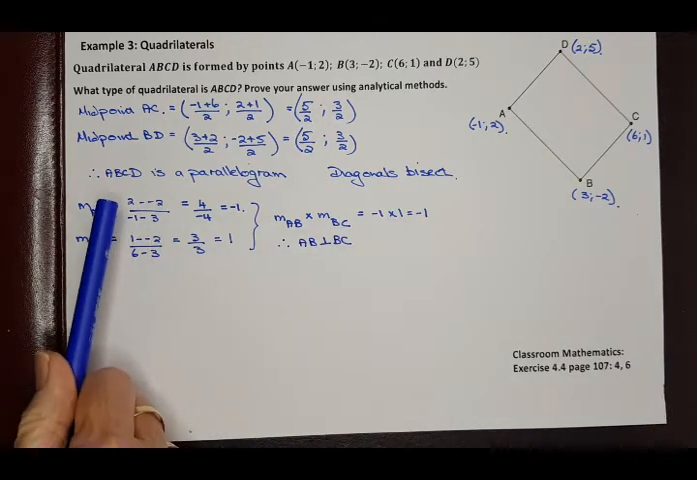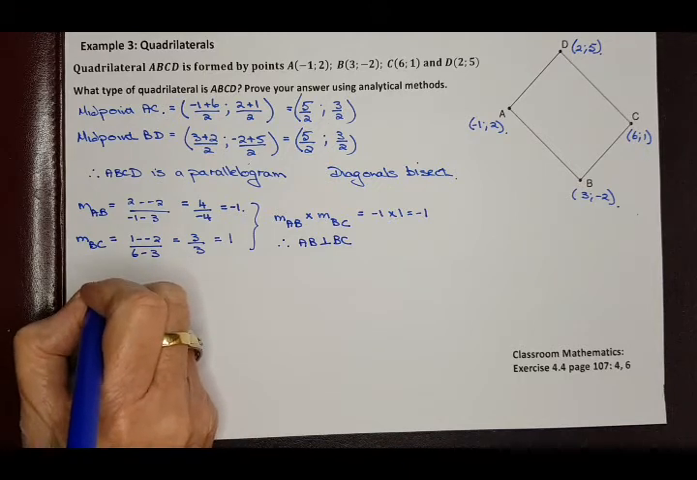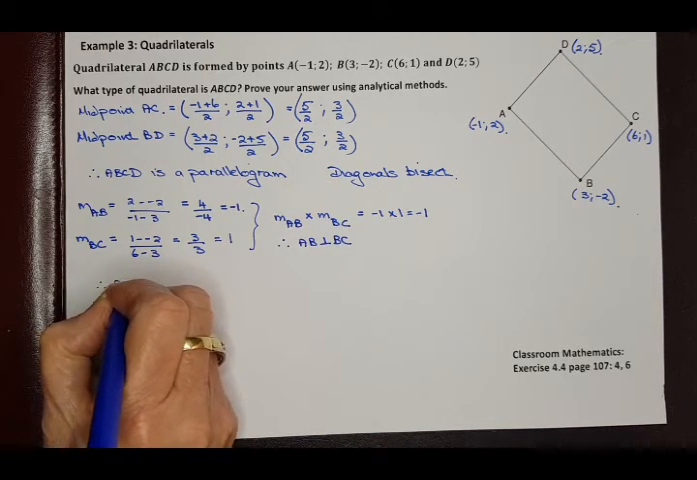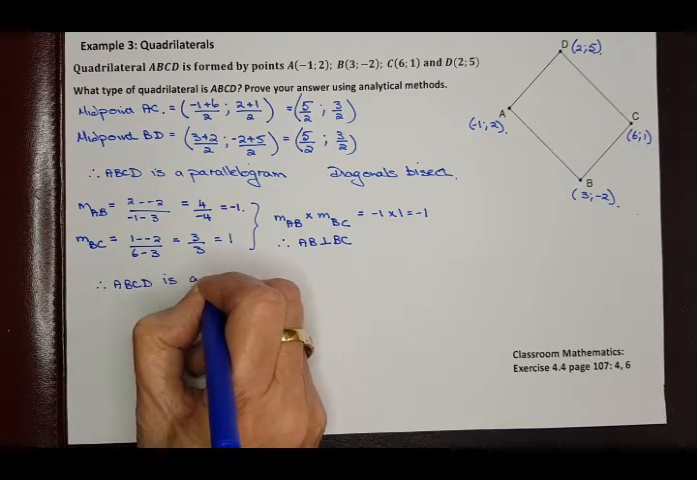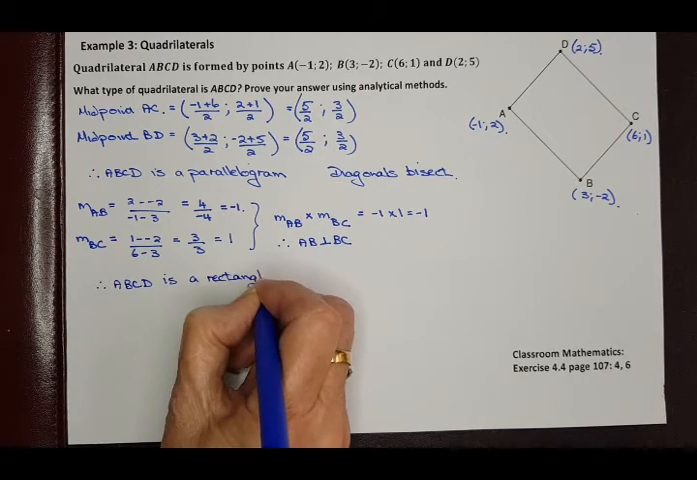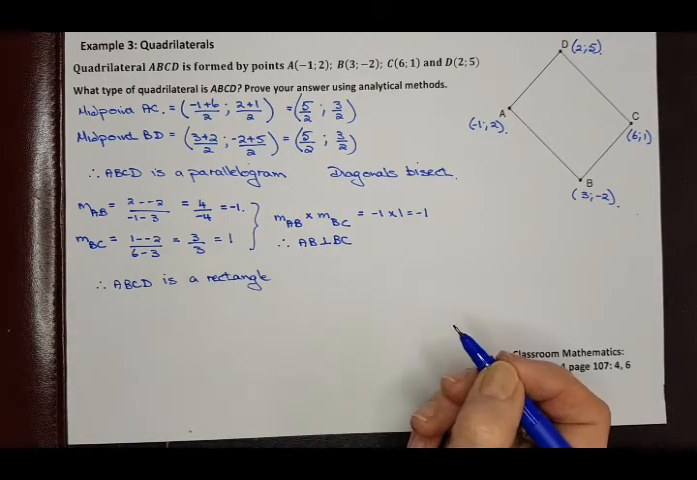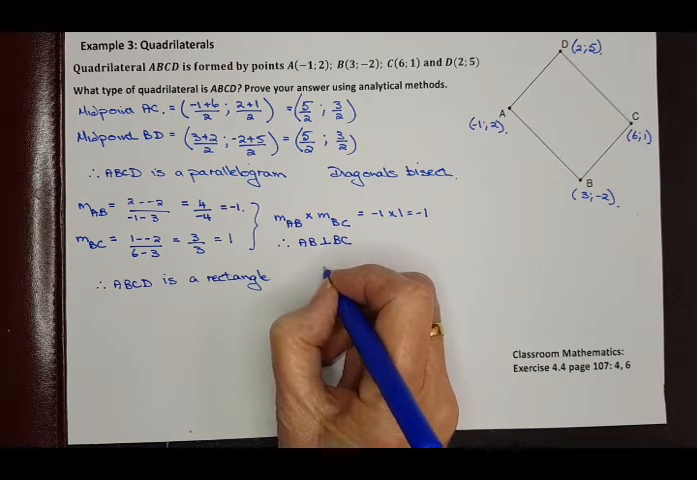So now we know that ABCD is not just a parallelogram, it's more special than that. ABCD is a rectangle. Okay, it's a rectangle. Why? Because we have a right angle.